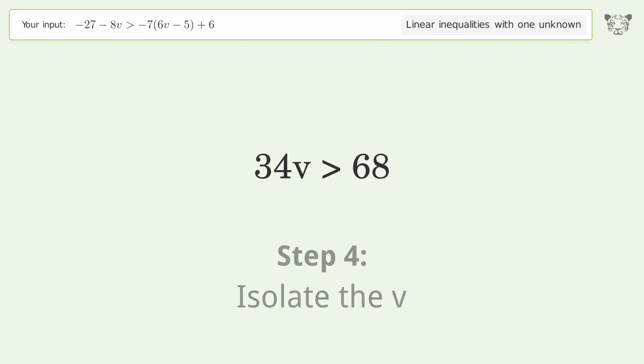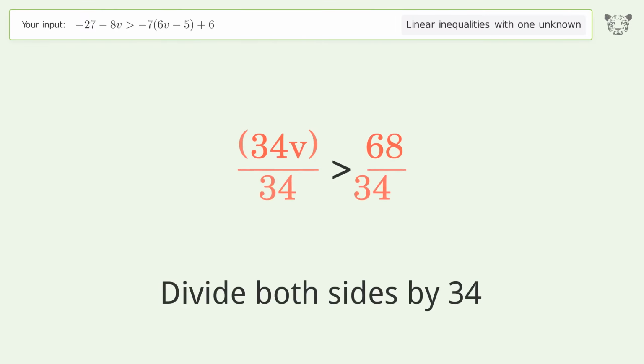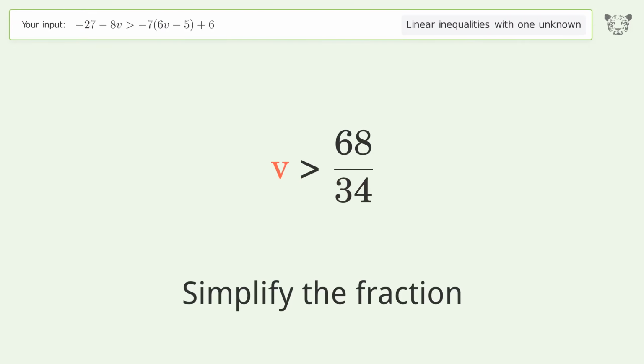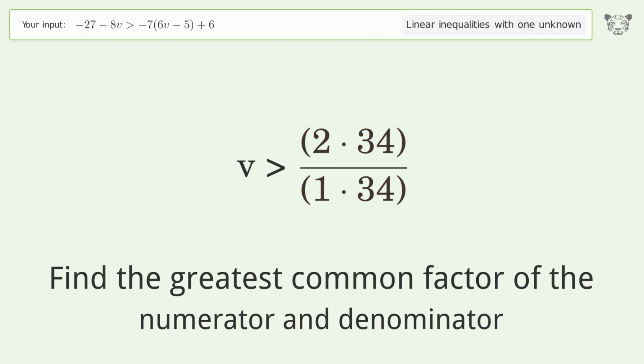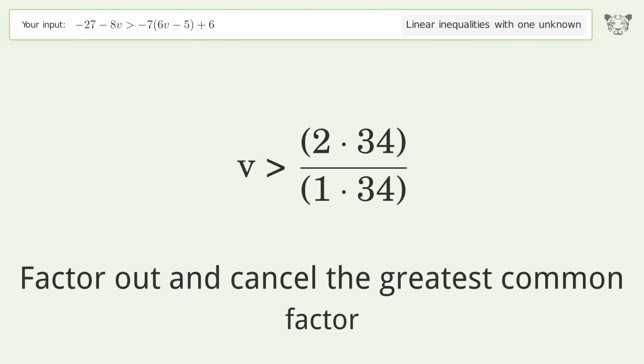Isolate the v. Divide both sides by 34. Simplify the fraction. Find the greatest common factor of the numerator and denominator. Factor out and cancel the greatest common factor.